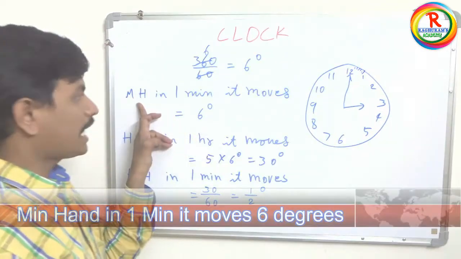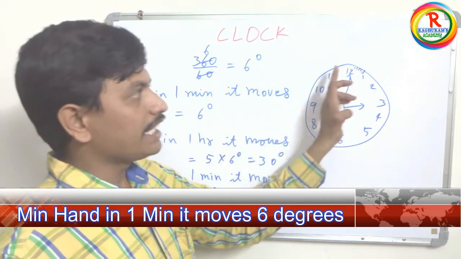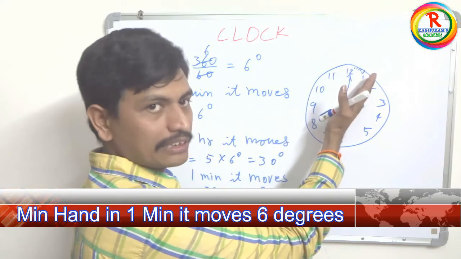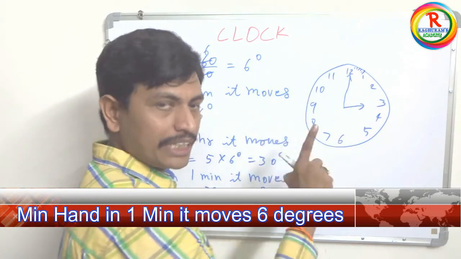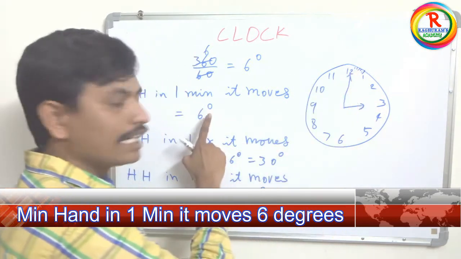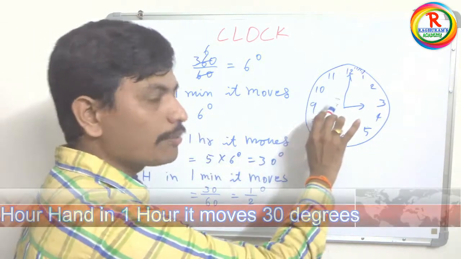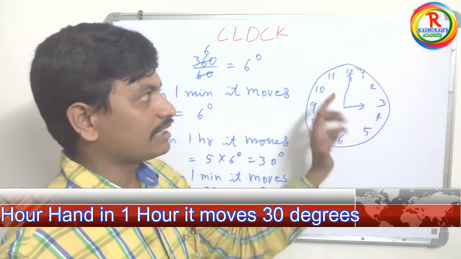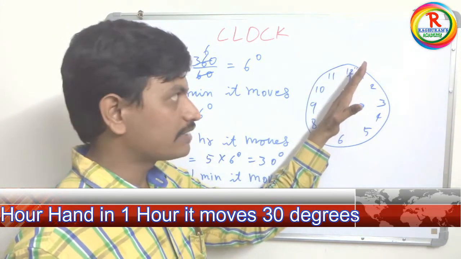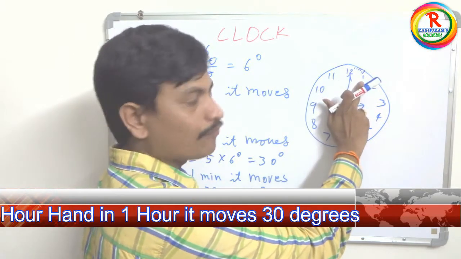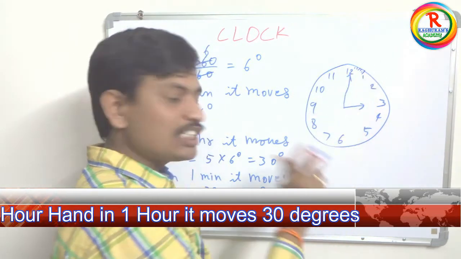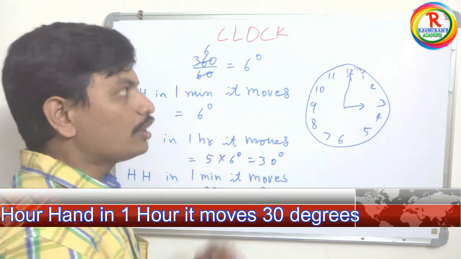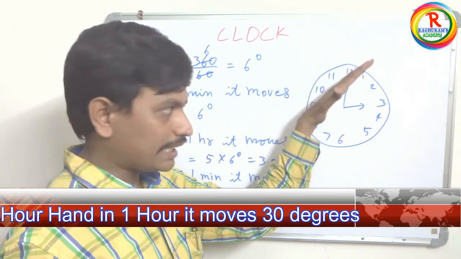So now a minute hand, in 1 minute it moves how many points? Only 1 point. In 1 hour it moves 5 points. So in 1 minute it moves only 1 point, that is 6 degrees. Now comes to our hour hand. In 1 hour it moves 5 points. That is, if it is 12 o'clock, in 1 o'clock, that is 1 hour, it moves 5 points, moves to 1. So 5 points. Each point is 6 degrees. 5 into 6 is 30 degrees.